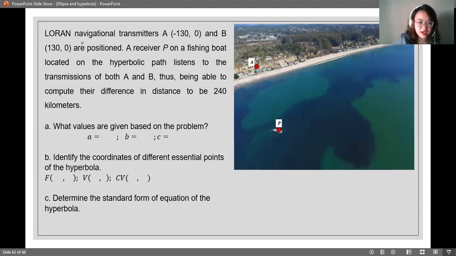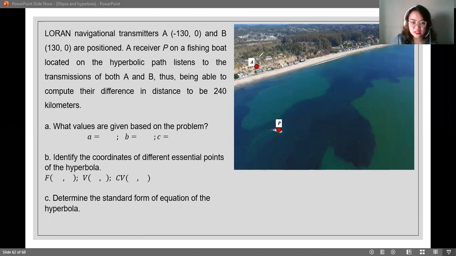We already know that one of the applications of hyperbola is through LORAN, or the Long Range Navigational System. So let's have this word problem. LORAN navigational transmitters A and B are located at points -130 and +130, respectively. A receiver, point P, on a fishing boat, is located on a hyperbolic path, and it listens to the transmission of both A and B, thus being able to compute their difference in distance to be 240.